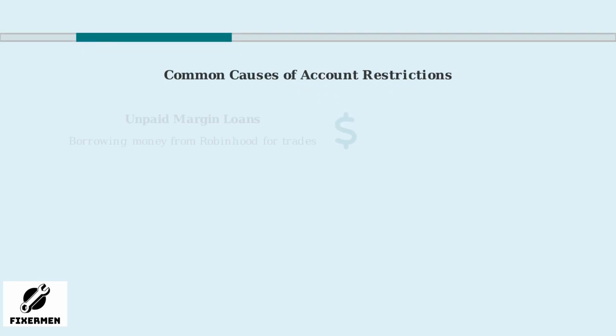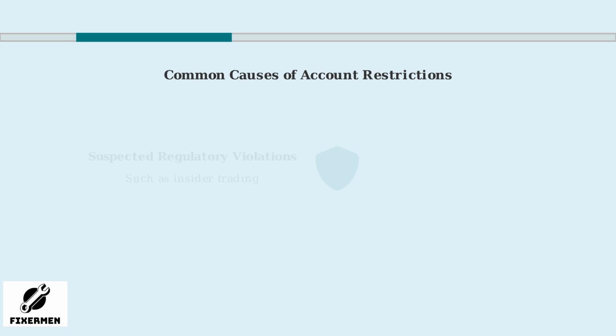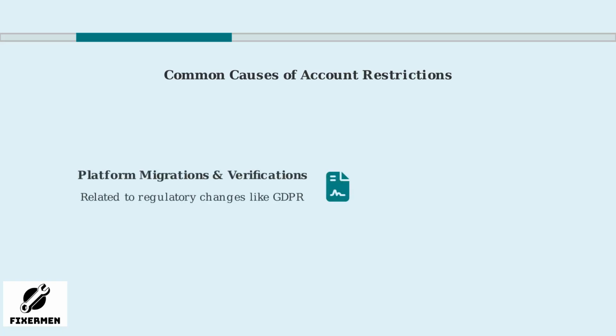Several factors can lead to Error 2001. The most frequent reasons include unpaid margin loans, which occur when users borrow money from Robinhood for trades, negative account balances due to fees, taxes, or losses, and suspected regulatory violations, such as insider trading. Robinhood, as a FINRA-regulated broker, must adhere to SEC rules, which can trigger restrictions if suspicious activity is detected. Platform migrations or account verifications related to regulatory changes, like GDPR-like laws, can also cause temporary restrictions.